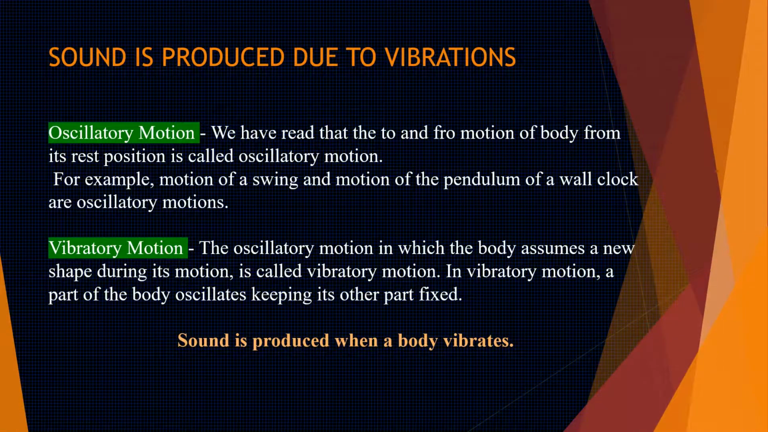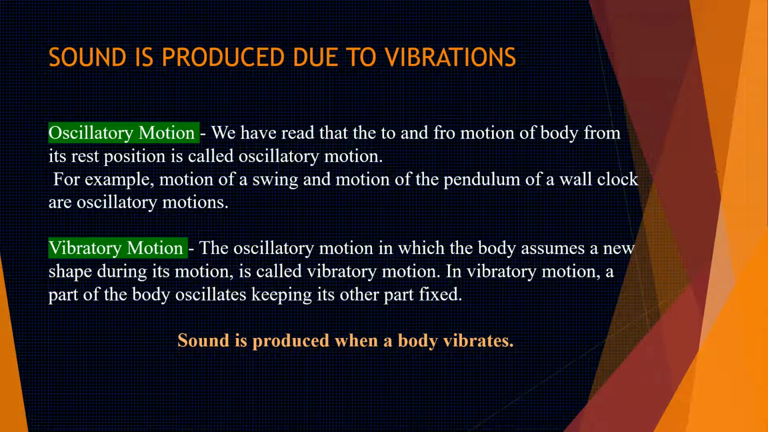Now let us discuss the topic how sound is produced. Before that, we will know what are the two different types of motions. Number 1, oscillatory motion. The to and fro motion of a body from its rest position is called oscillatory motion. For example, motion of a swing and motion of the pendulum of a wall clock.